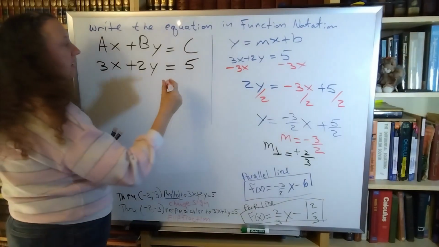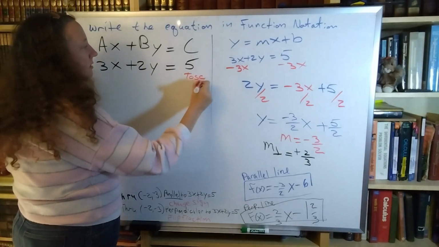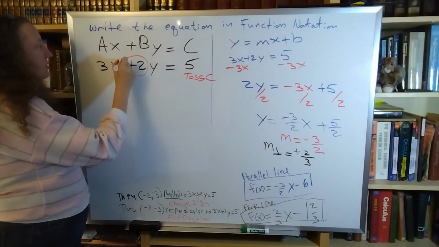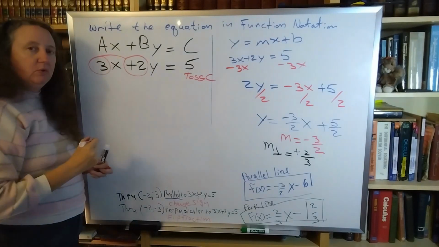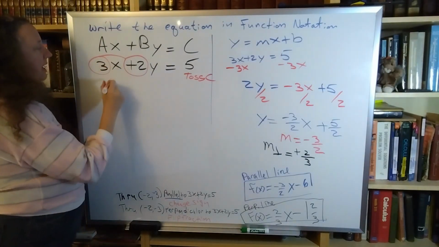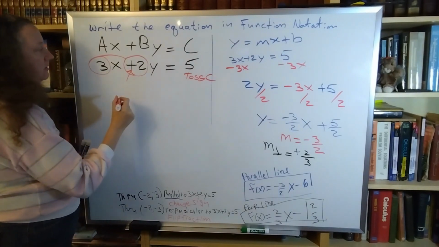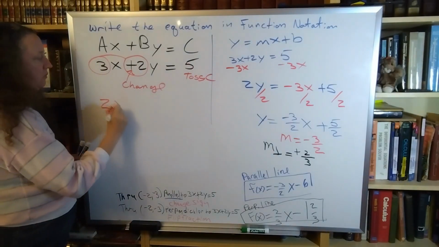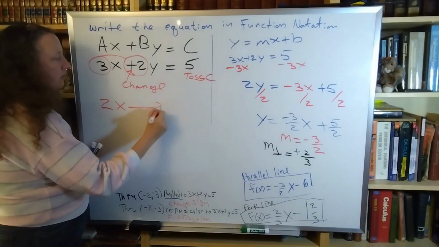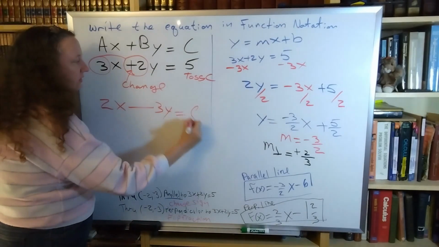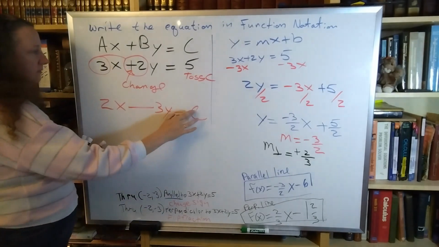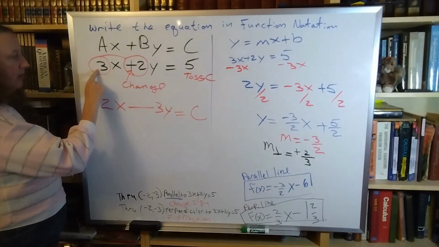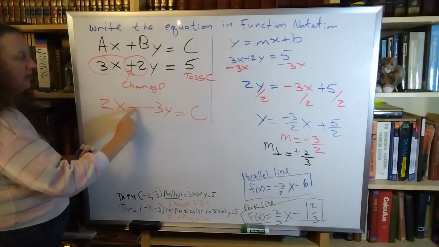Again, I'm going to toss c. But also, I'm going to change the positions of my 2 and my 3, and I'm going to change the sign there. So I have 2x minus 3y equals c. So my 2 went to my x, my 3 went to my y, and the plus became minus.